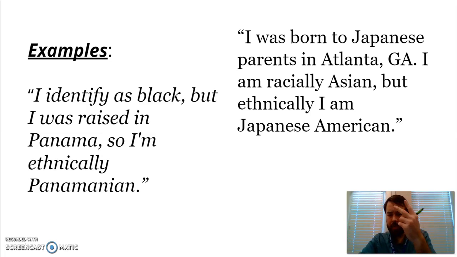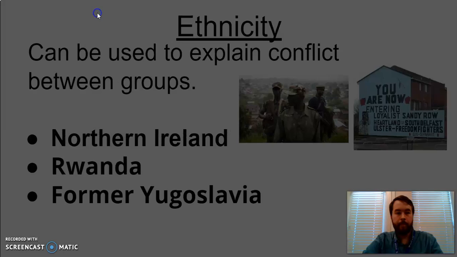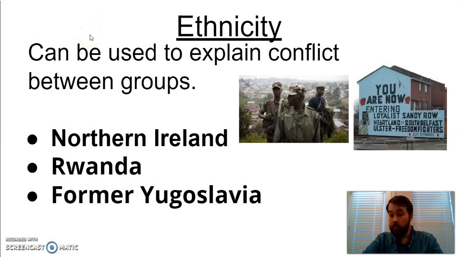So you can see why people get confused with these, because you can be a certain race, but be a different ethnicity. Here's another example. People who share the same race may belong to different ethnicities. Like if you say this person is white, well, they could be from Britain, they could be from Germany, they could be from Ireland, all having different ethnic characteristics. And also, side note, some people lump in ethnicity with nationality, and we'll get into that in class at a different time because I don't want to confuse you too much.